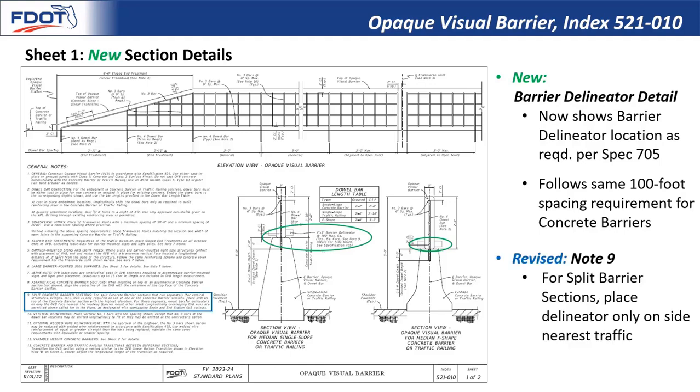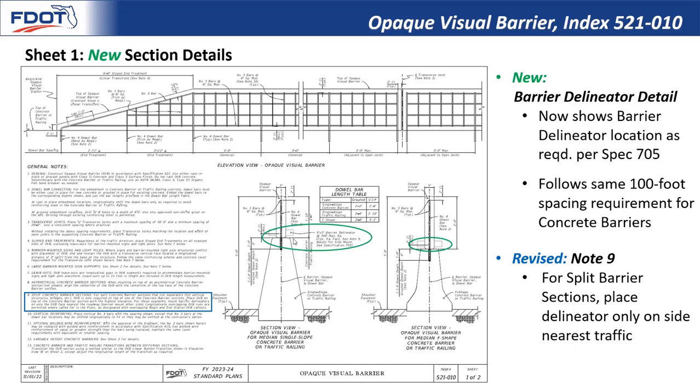To support this barrier delineator instruction, note number 9 was revised. Sometimes you'd have a median barrier that has split barrier sections that would divide apart and run separately for going around bridge supports or sign supports or things like that. In that case, per the SPI, the opaque visual barrier only runs on one of the split barrier sections. For this case, per the note, the barrier delineator would only be placed on one side nearest to the traffic.